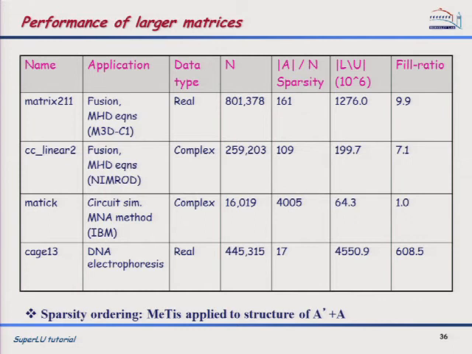And for these examples, for these matrices, METIS was used to do the reordering for A transpose A, or A plus A transpose. But of course, you don't compute that explicitly. You can do that symbolically.